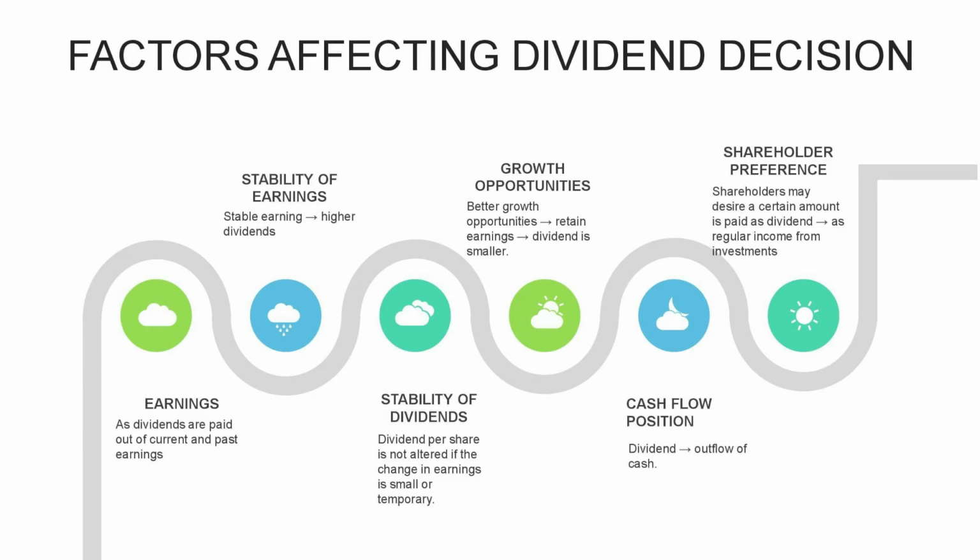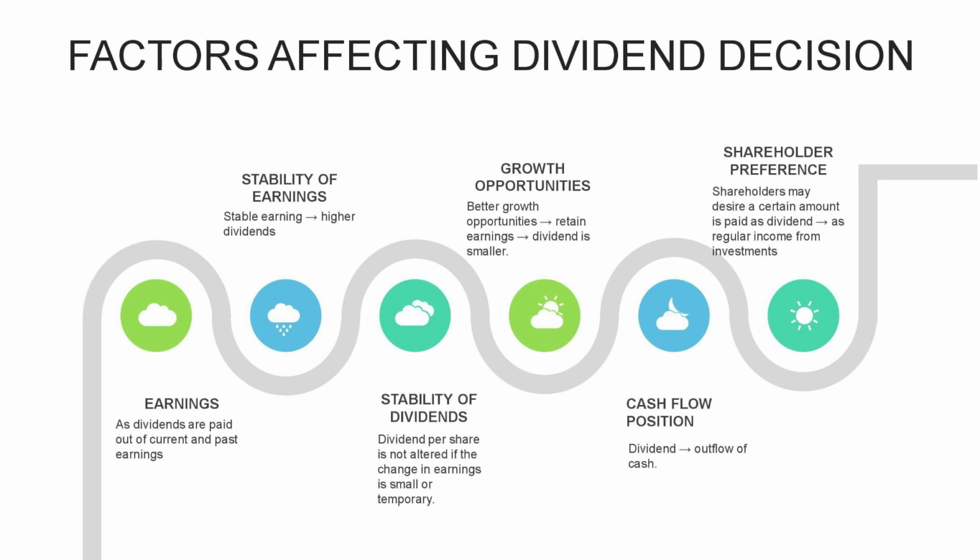Let us understand the factors that affect the dividend decision for the management of any business organization. First is the earnings. That means, are there enough earnings to be able to pay as dividends to the shareholders? That has to be checked. Then the stability of earnings. Are these earnings stable enough? If they are, then of course higher dividends can be paid. The stability of dividends: if the firm is known for providing stable dividends, then that also should be kept into consideration. The dividend per share is not altered if the change in the earning is small or temporary. If there is hardly any change in the earnings, then obviously dividend per share should not be altered.